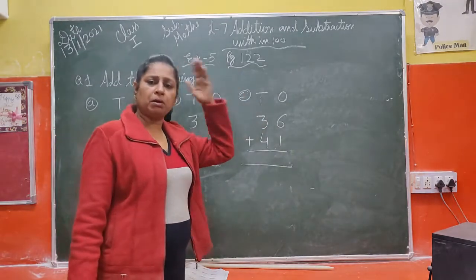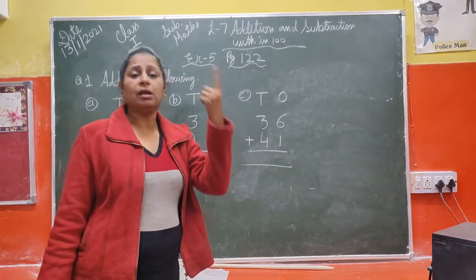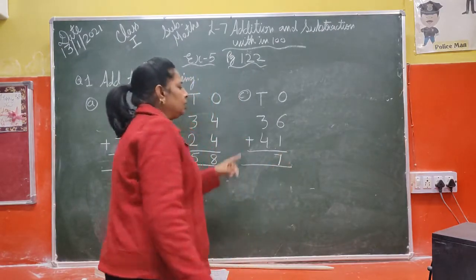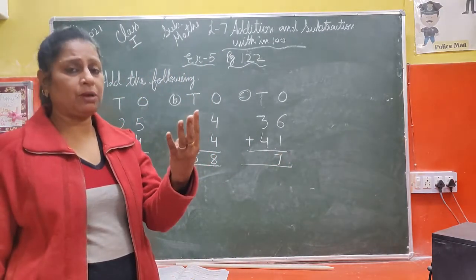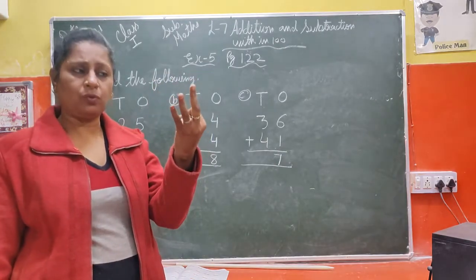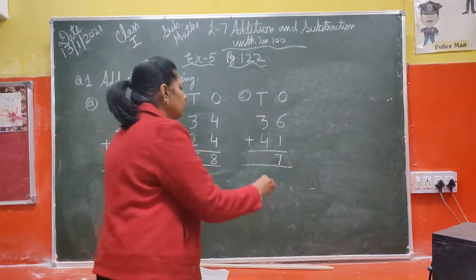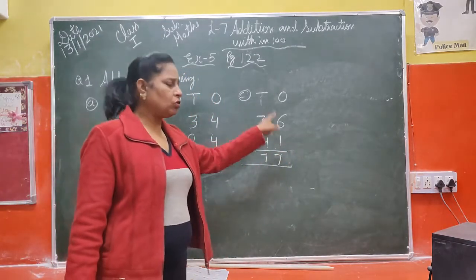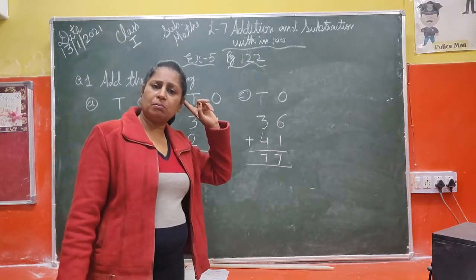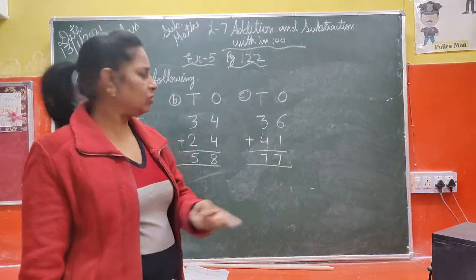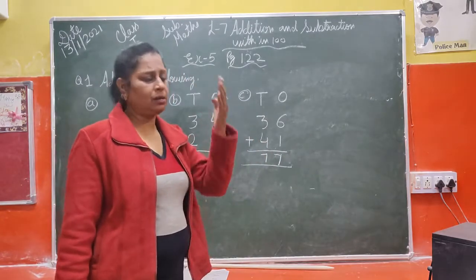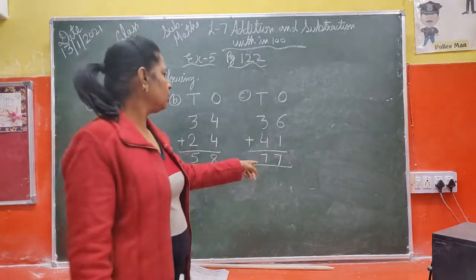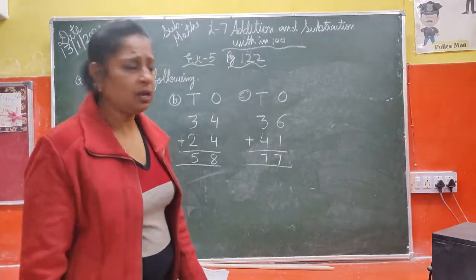So 6 in my mind and 1 in my finger. After 6, 7. So write here 7 and 3 in my mind and 4 in my finger. After 3, 4, 5, 6, 7. So answer is 77. This number is your mind and finger. 6 in my mind and 1 in my finger. After 6, 7. 3 in my mind and 4 in my finger. After 3, 4, 5, 6, 7. So answer is 77.